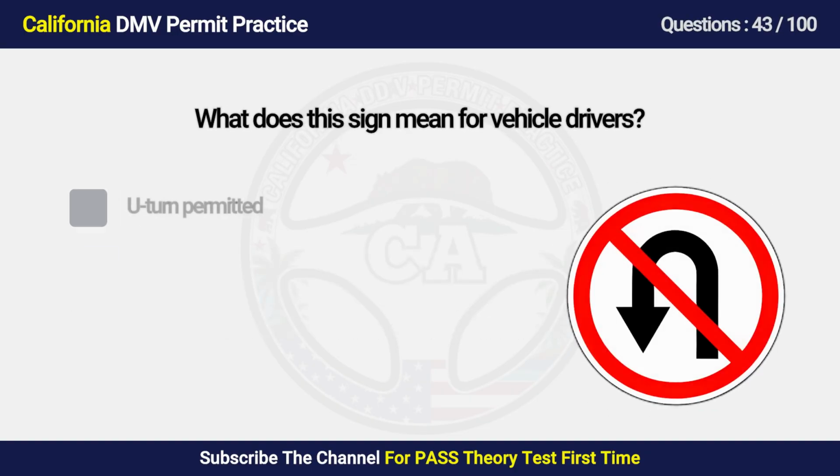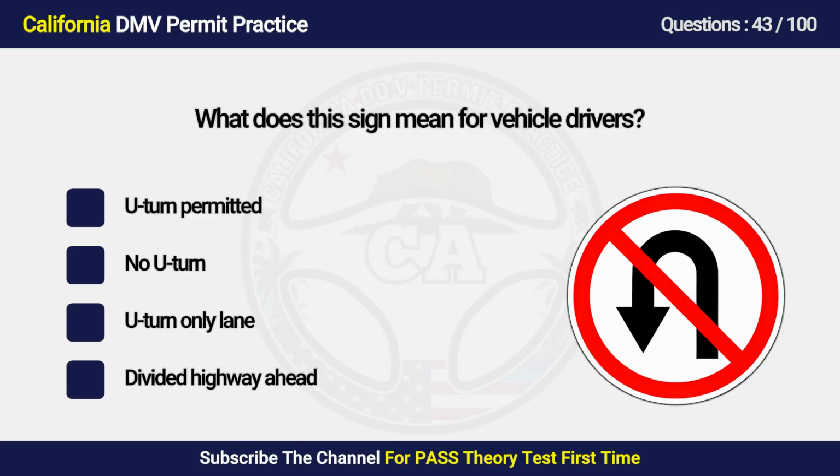Question 43. What does this sign mean for vehicle drivers? A. U-turn permitted. B. No U-turn. C. U-turn only lane. D. Divided highway ahead.